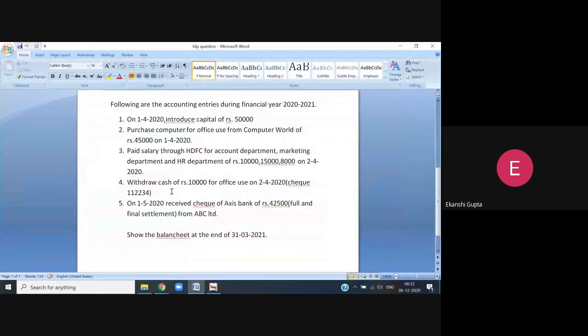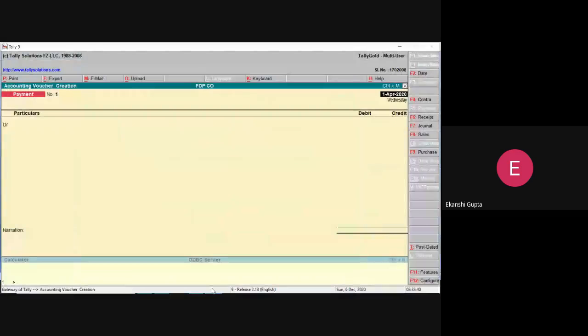Fourth accounting entry is withdraw cash of rupees 10,000 for office use on 2nd April 2020 with a cheque of 11/22/34. So the entry here would basically be drawings, therefore cash to HDFC. But it is not drawings for your personal use, but for the office use. Therefore, cash to HDFC. Here cash is involved, bank is also involved, so therefore a contra voucher will be used.